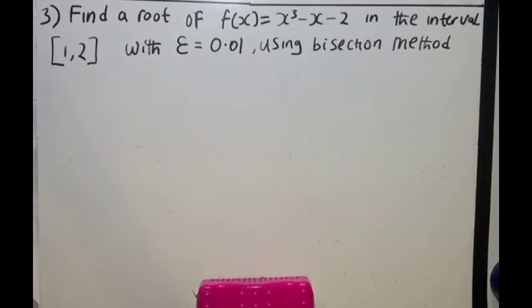Today we'll be looking at the bisection method. Now the question says find a root of f of x equal to x cubed minus x minus 2 in the interval of 1, 2 with tolerance factor equal to 0.01 using the bisection method.